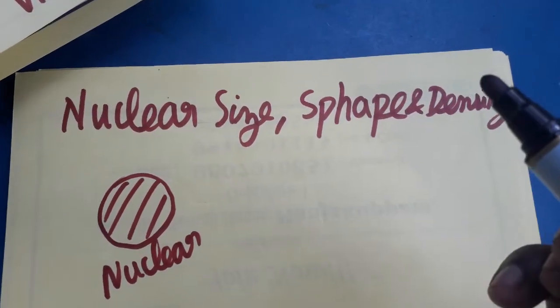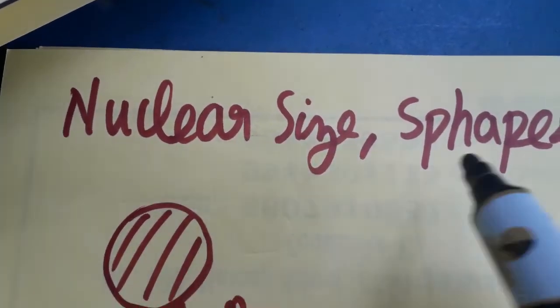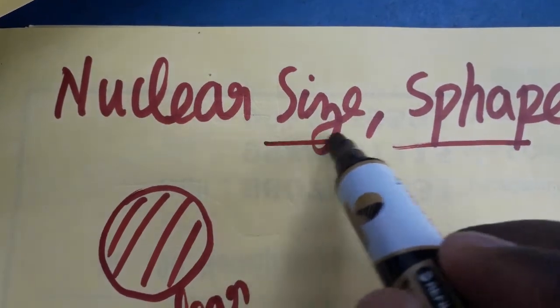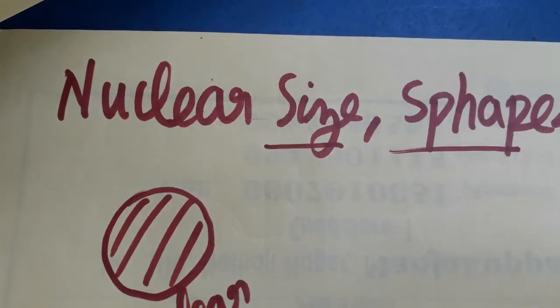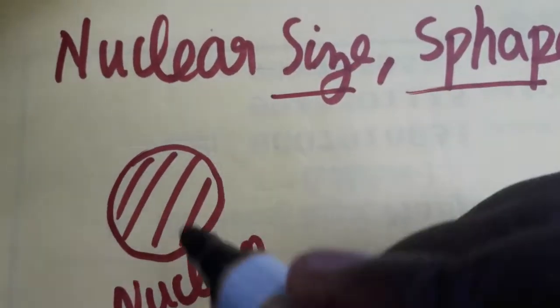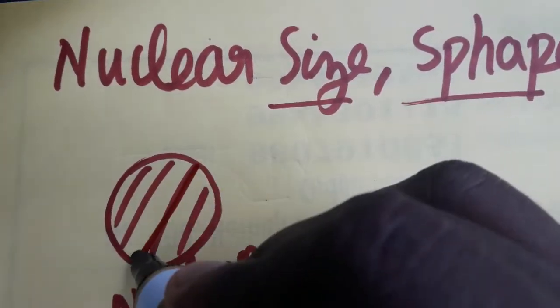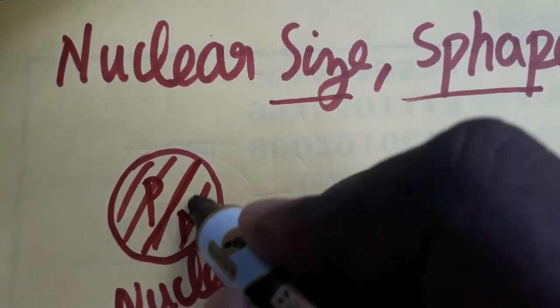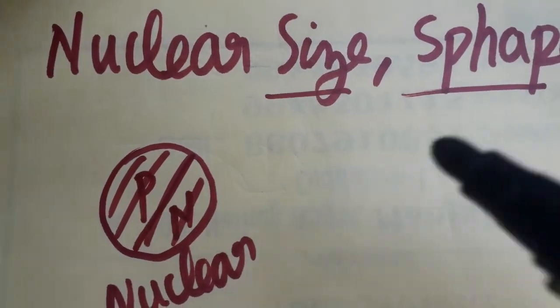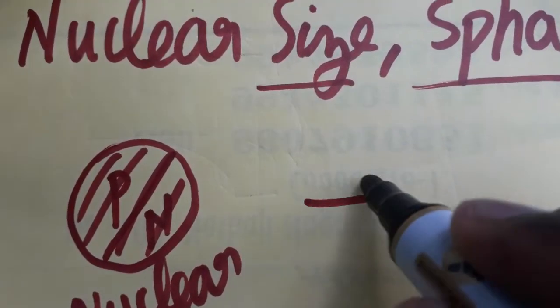Hello students, today we are going to see what the shape of the nucleus is, what the size of the nucleus is, and what the density of the nucleus is. So, the nucleus in an atom is constructed by protons and neutrons. The nucleus shape is a sphere.